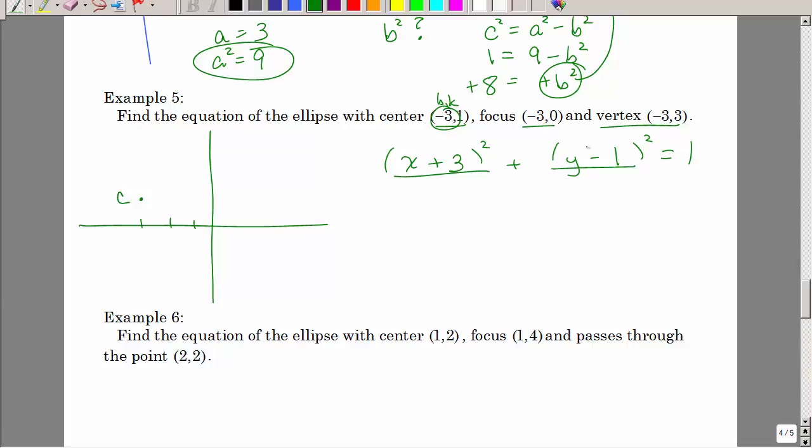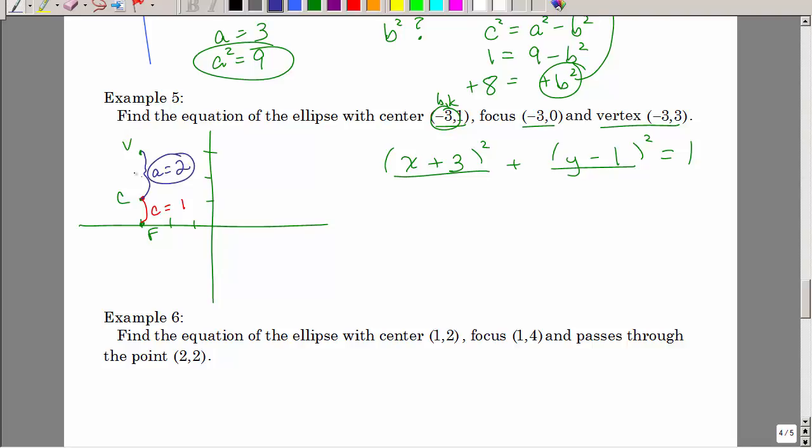So I need A, B, and C. Well, A and B. Let's see, a focus is at (-3, 0), and a vertex is at (-3, 3). Well, the distance from the center to the focus, that's the letter C. And look at that, it's 1 again. Just coincidental, it's 1. The distance between the center and the endpoints of the major axis is A. So what's that distance? 2.